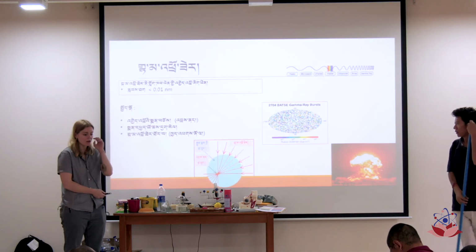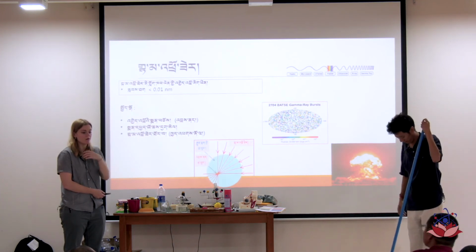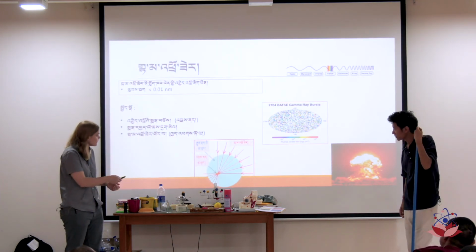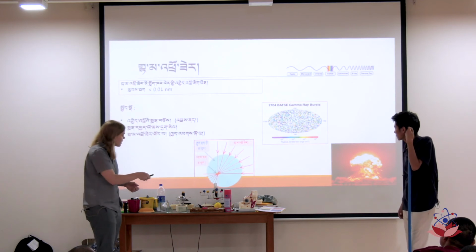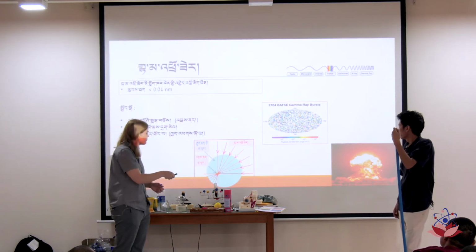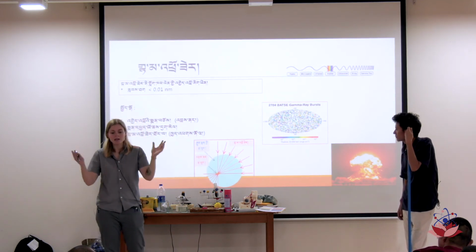They're also emitted a lot with very high energy events. So for example, this is a map of gamma ray bursts, which is where we see high levels of gamma rays in the sky.